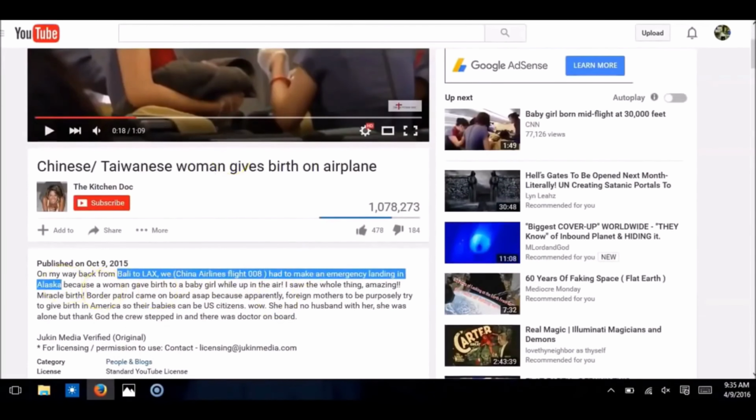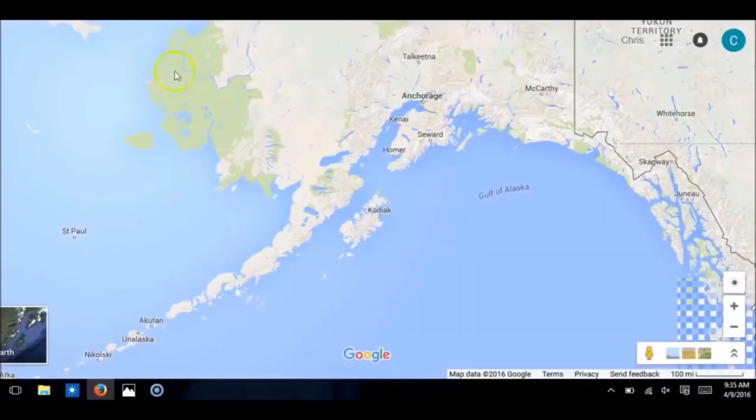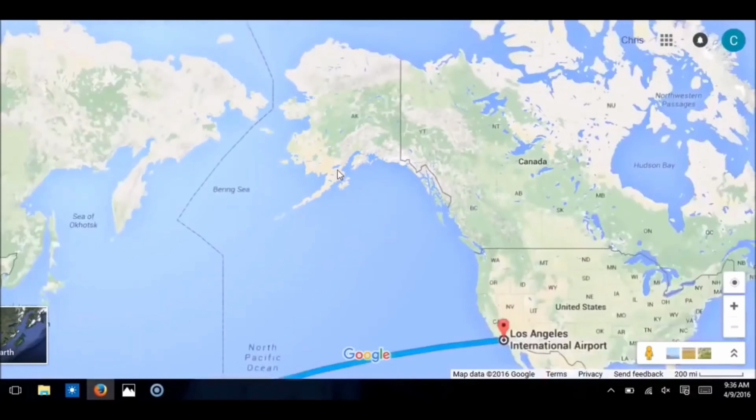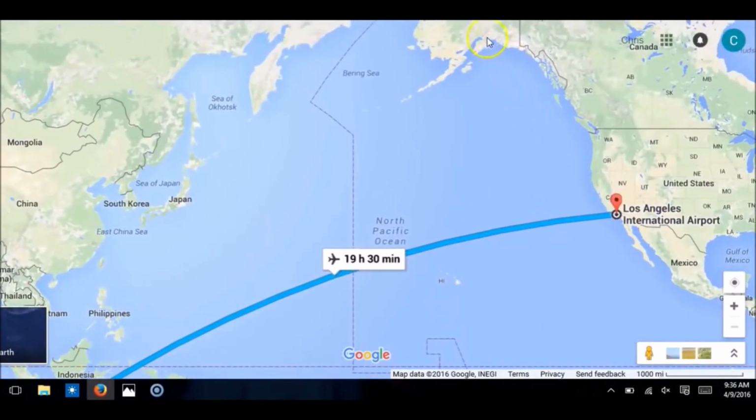But there's a problem with this. This just says they landed in Alaska, but you can do a little searching to find out that they landed in Anchorage, Alaska. So if you look at that on a map, Anchorage, Alaska is up here off the coast of the tail of Alaska, I guess. It's where the water meets the land right here. That's where Anchorage is. The problem I have with this story is that if we live on a globe, flying from Bali to LAX and having to make an emergency landing way up here in Alaska doesn't make any sense.